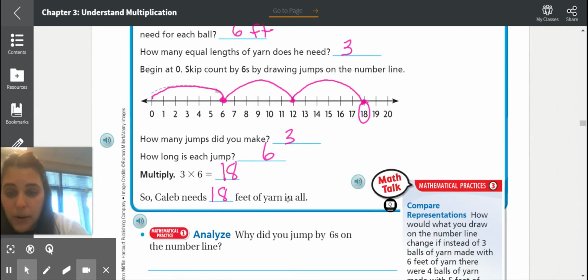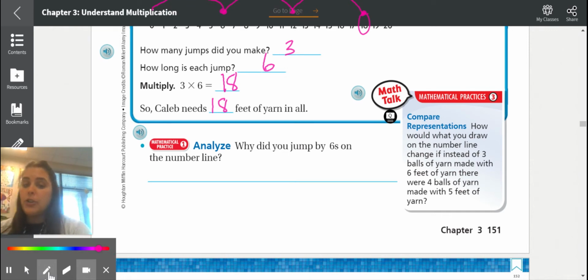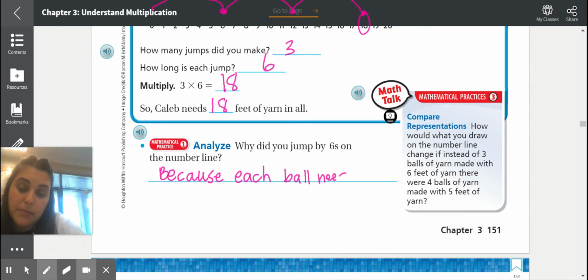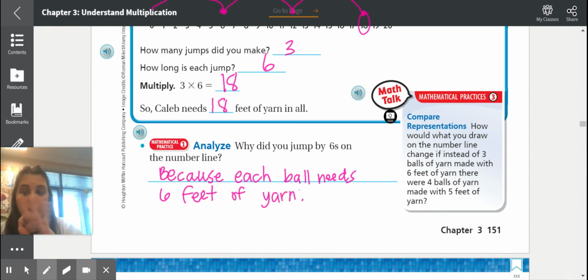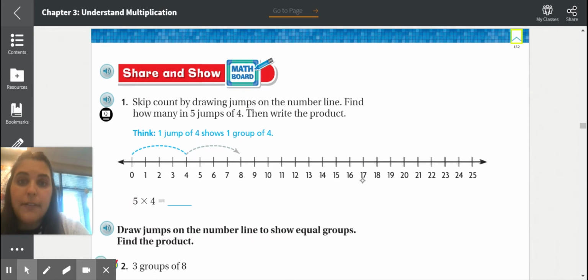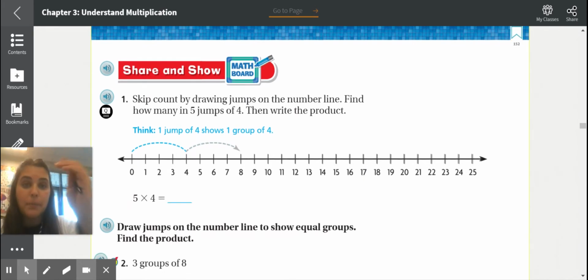Okay, we're going to just keep going. Why did we make jumps of 6 on our number line? Because each ball needs 6 feet of yarn. And he's making 3 balls, so that's 6, 6, 6. Okay, let's go on to the next page. And if I am going too fast, press pause, catch up with your work, and then press play when you're ready to keep going.